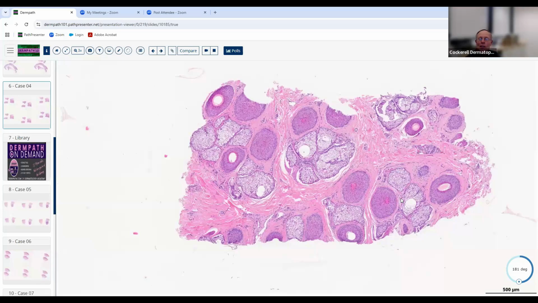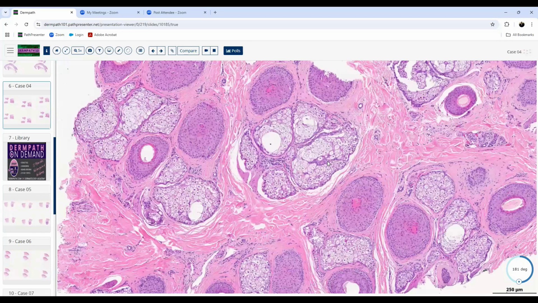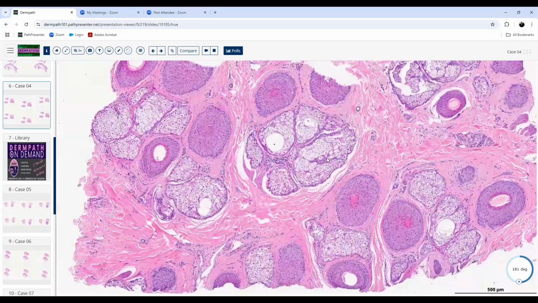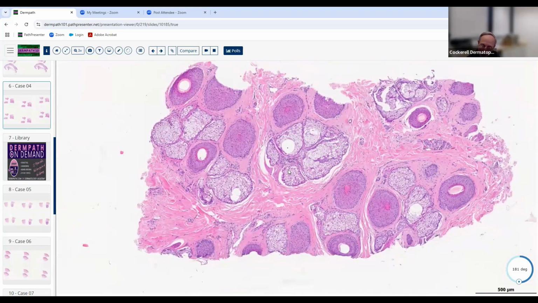Well, if you look at this piece over here, this is the horizontal section here. It's probably taken around the level of the infundibulum of the follicle. What does this look like to you? Does that look kind of normal? Everything normal here? I see a great number of anagen follicles, and the sebaceous glands were larger than I was anticipating. Yeah. There's prominent sebaceous lobules here.